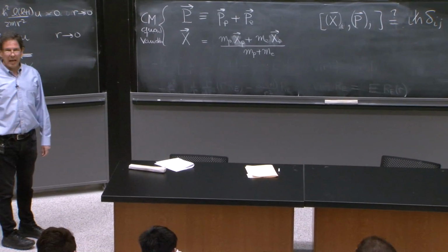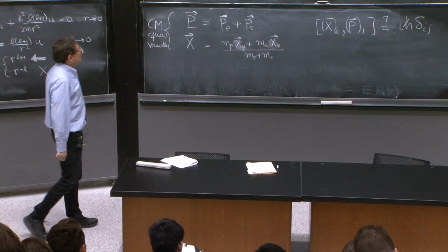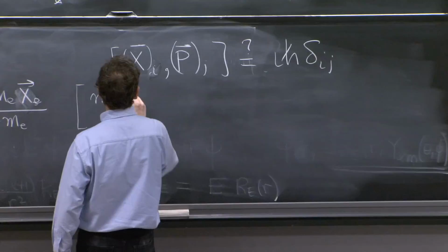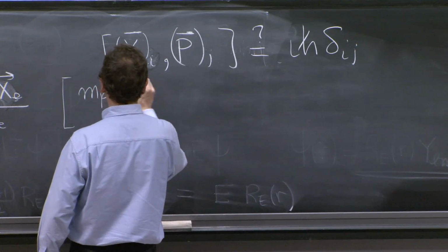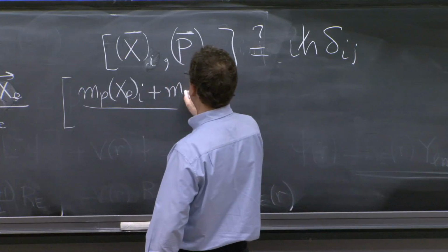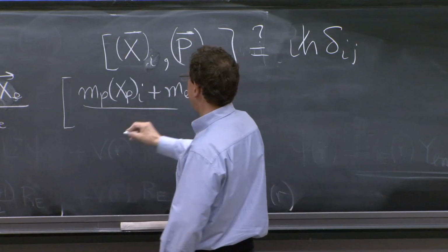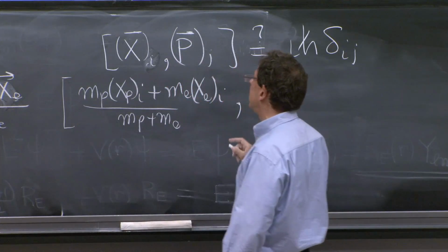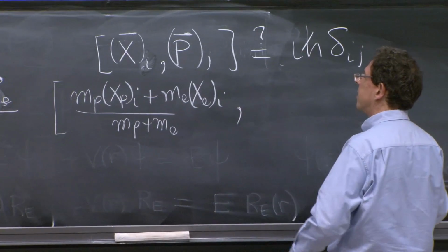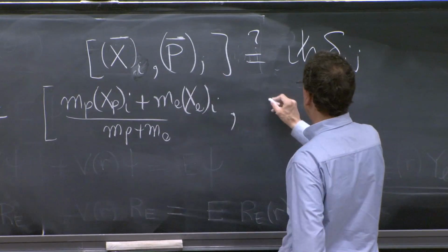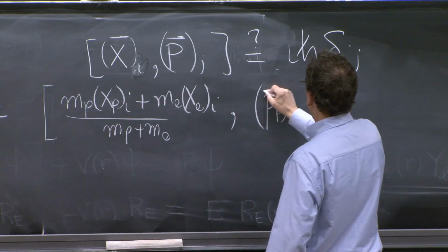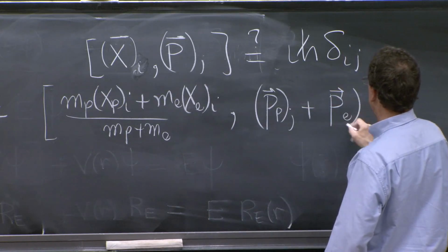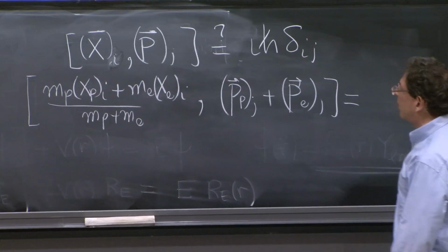And the answer, I would say, is yes. Because here, let's do this one. You will have m_P x_P,i plus m_E x_E,i over m_P plus m_E. You see, once you do one, all the rest you should be able to do just without thinking. P, on the other hand, is the momentum of the proton sub j plus the momentum of the electron sub j. What is it equal to?